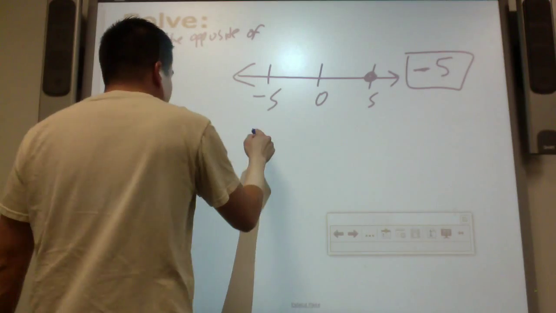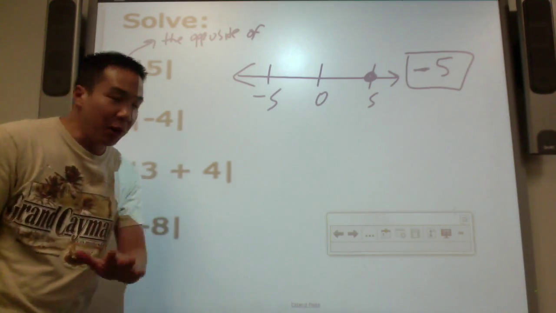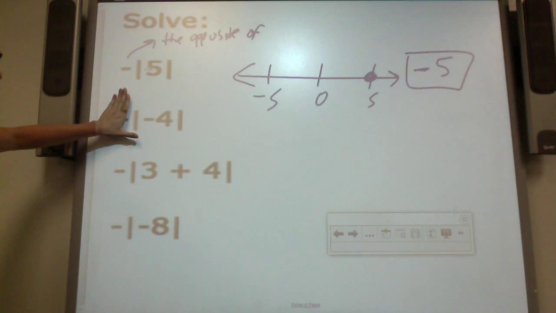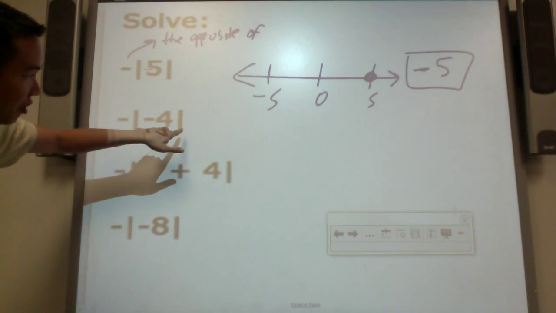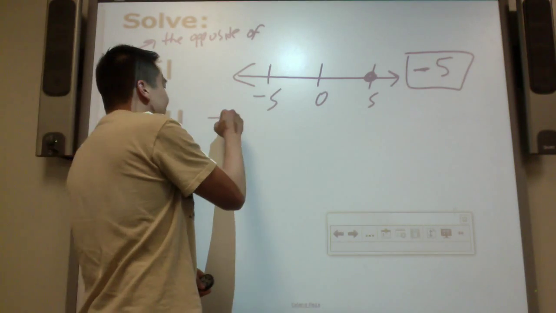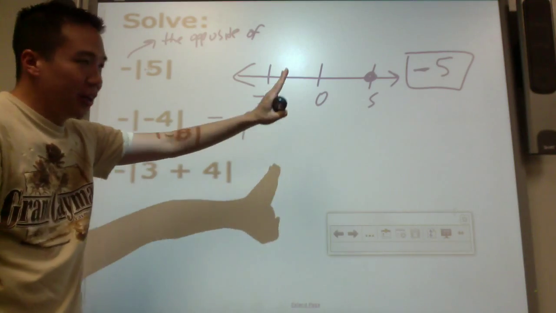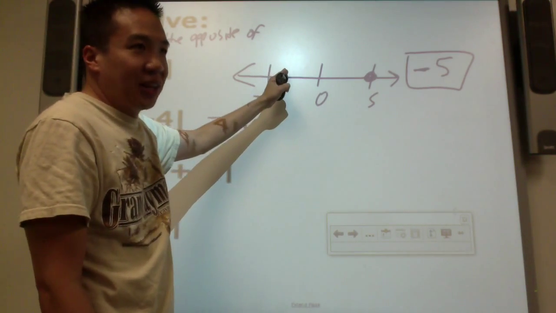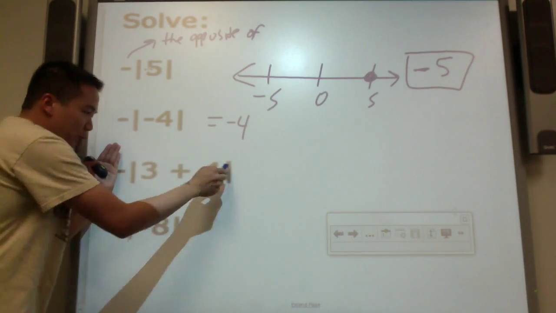Let's look at this one. We have -4. So let's do the absolute value bar first. What is the absolute value of -4? How far is -4 from 0? It is 4 units from 0. But what's the opposite of 4? -4. Get this. You have 4. It's 4 units to the right of 0. On the other side, 4 units to the left of 0. Opposite.